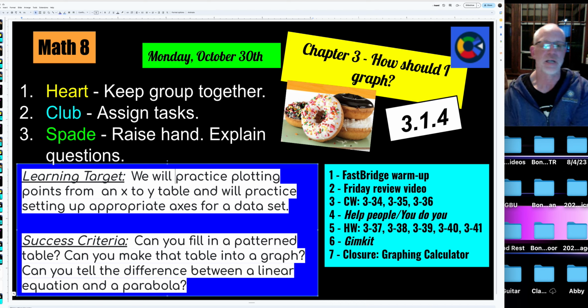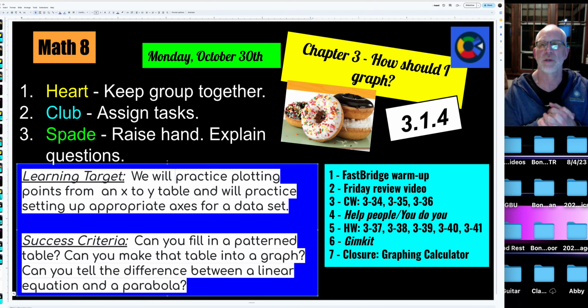Okay. Success criteria. Can you fill in a pattern table? Number 2, can you make that table into a graph? And then number 3, can you tell the difference between a linear equation, straight line, and a parabola? Not a straight line. Okay?